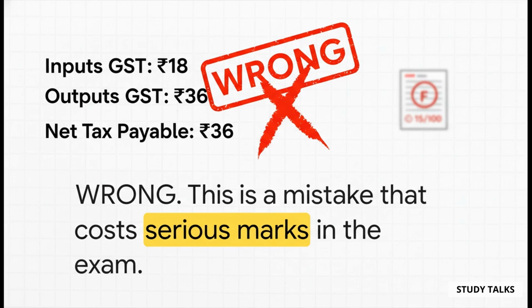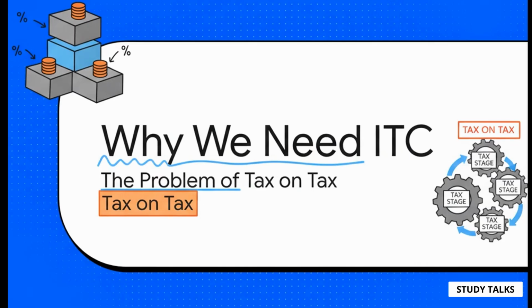Seriously, this is exactly the kind of simple-looking trap that costs students big marks in the exam. If you thought the answer was 36, it means you're missing the single most powerful and fundamental concept in all of GST. Before we even get into the nitty-gritty of what ITC is, we have to understand the problem it was created to solve. Why does this whole mechanism even exist?